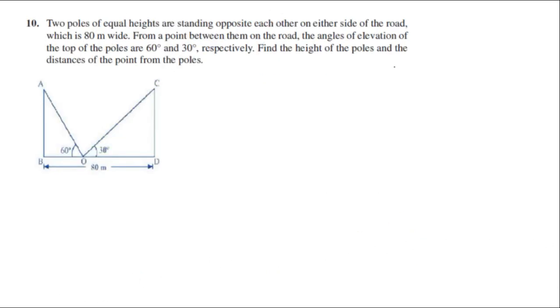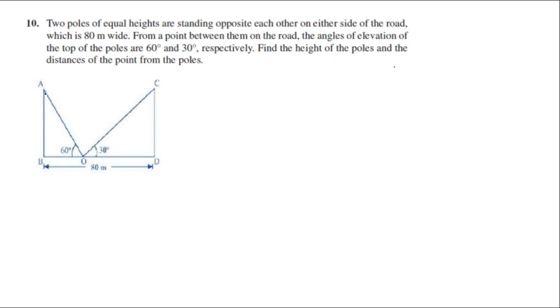Question number 10. Two poles of equal heights are standing opposite each other on either side of the road, which is 80 meter wide. From a point between them on the road, the angle of elevation of top of the poles are 60 degrees and 30 degrees respectively. Find the height of the poles and the distance of the point from the poles.